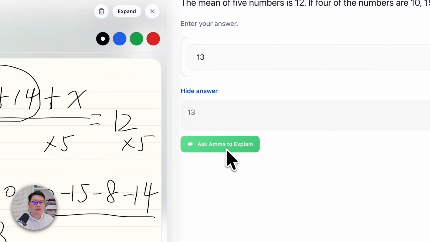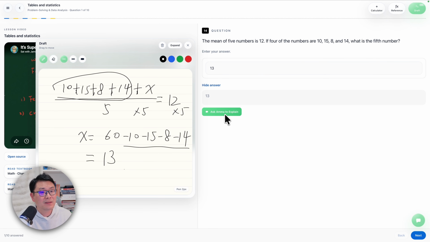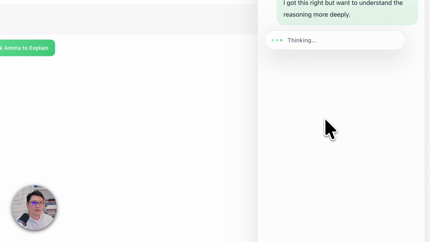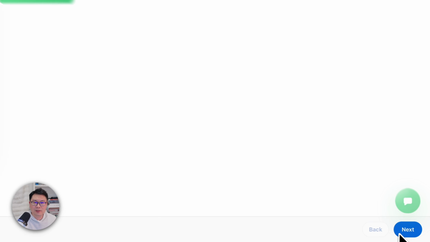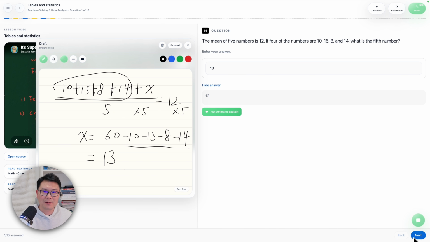We got it correct. So if this still confuses you a little bit, just click Ask Emma to explain as usual. All right, ask her, and then she's going to explain things to you. Great. So let's see if we can get to another problem which tests us on the median rather than the mean.